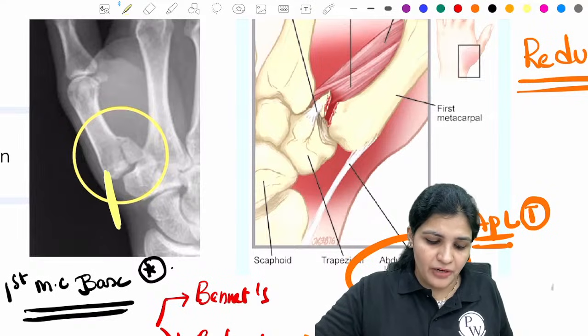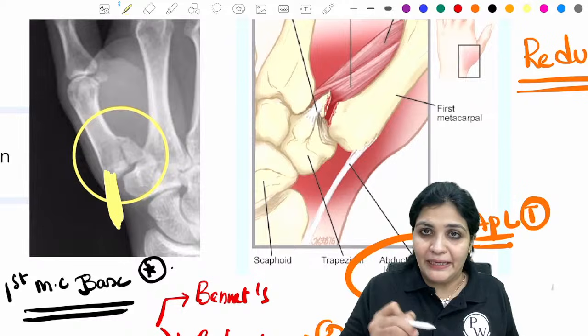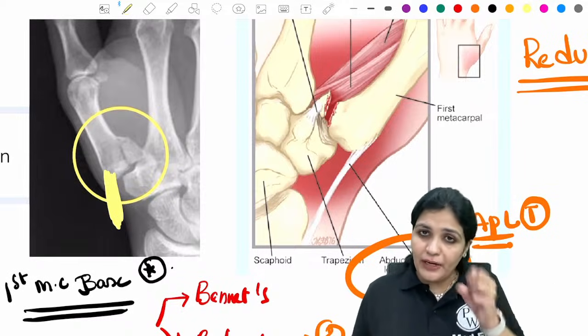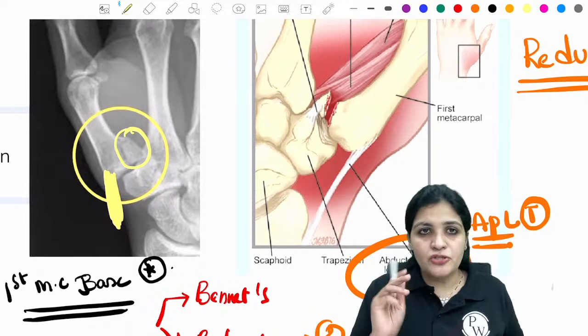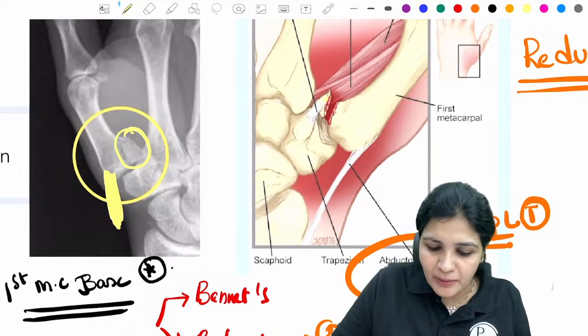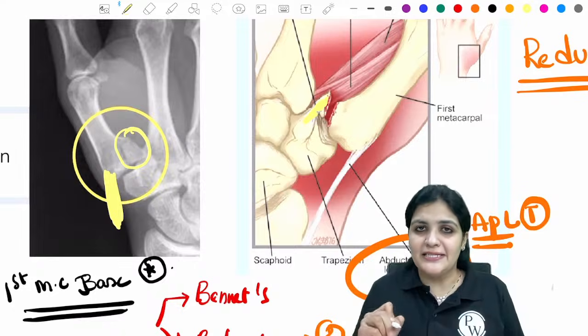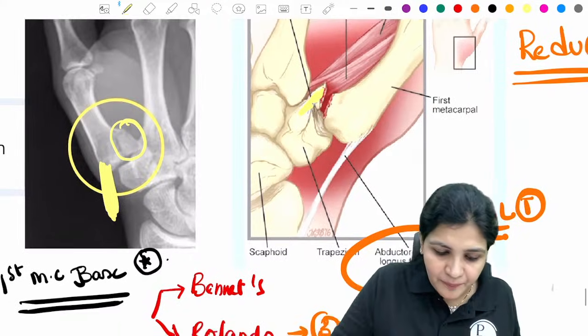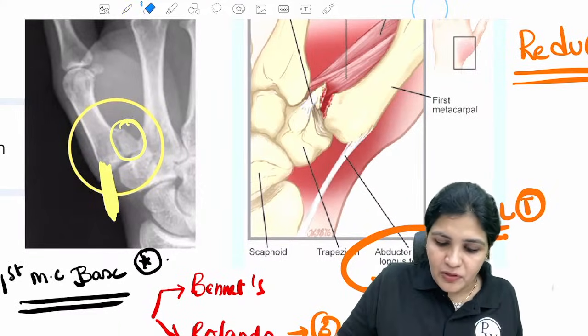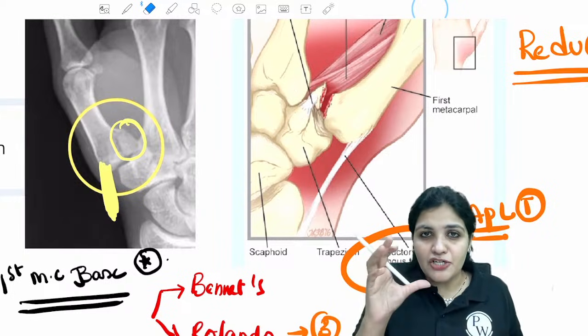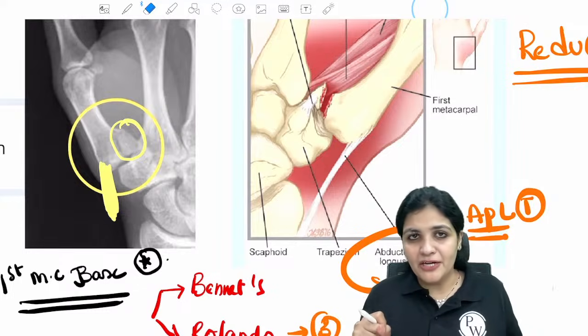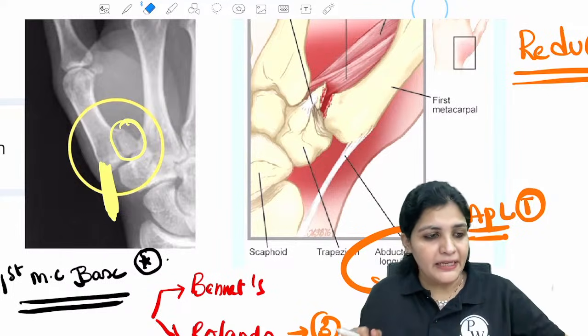So this is the longer fragment, right? To this fragment the abductor pollicis longus, APL, is attached, and this is pulling it in abduction. And you can see the small fragment there. This is still attached to the trapezium, and you can see the ligament. Because of this, the small fragment is still attached to the trapezium, but the larger fragment is coming down to abduction because of the pull of the APL tendon.